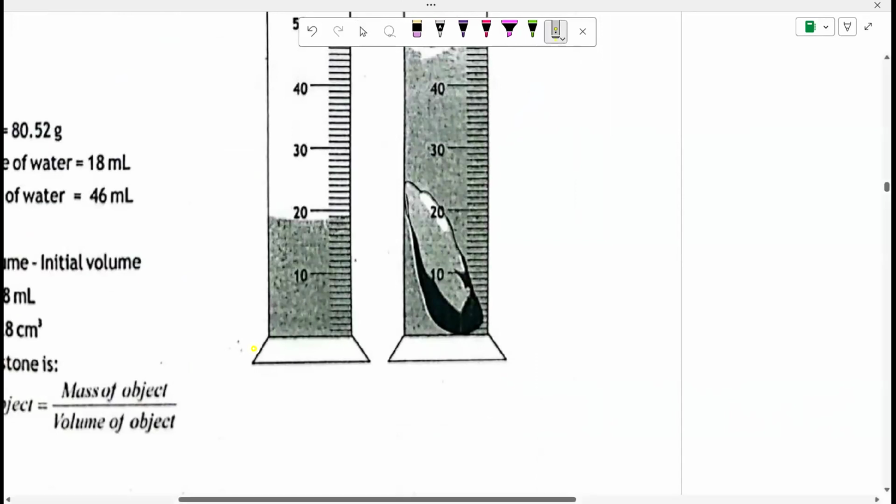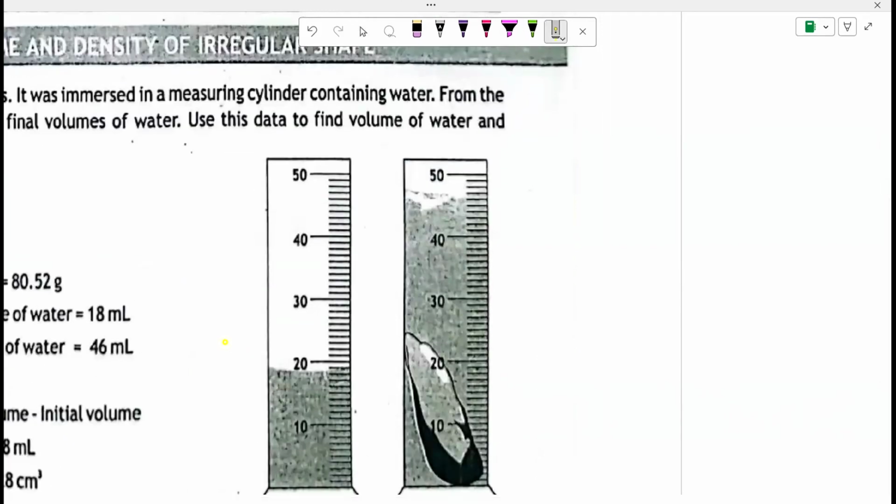It's 11, 12, 13, 19. कितना बना, हमने लोअर मेनिस्कस देखना होता तो 18 बनेगा हमारे पास इनिशियल वॉल्यूम, एंड आफ्टर पुटिंग द वो हमारा फाइनल वॉल्यूम को बन रहा है 41, 42, 43, 44, 45, 46. 46 बन रहा है हमारे पास. देखो लोअर मेनिस्कस लेना होता है हमने हमेशा.